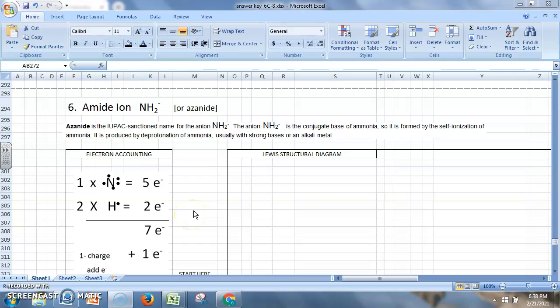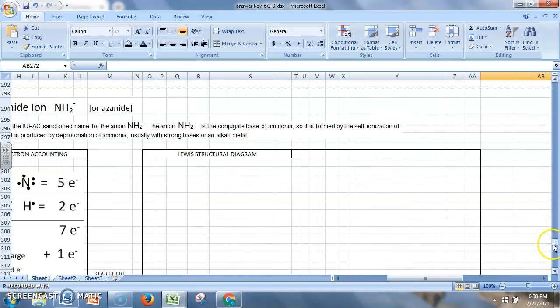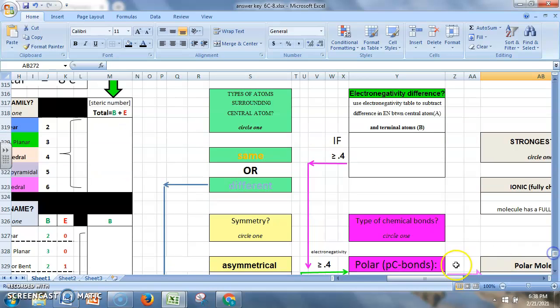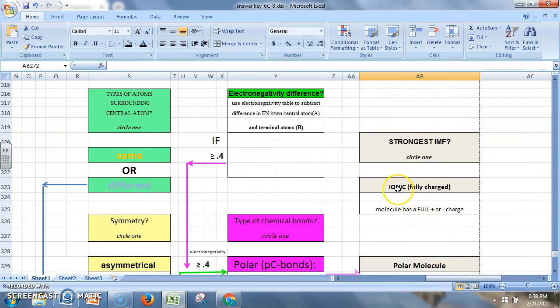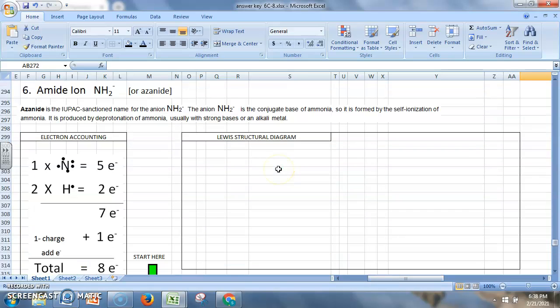And we reach our last problem on the 6C8 assignment, and this is the amide ion NH2 minus. This one has a charge to it. Sometimes it's good practice when you have a charge to just come straight over to your answer key. This one's ionic. The strongest intermolecular force it would have would be ionic. Sometimes it's smart to go ahead and circle that right out of the gate.